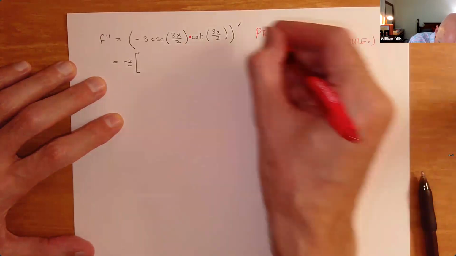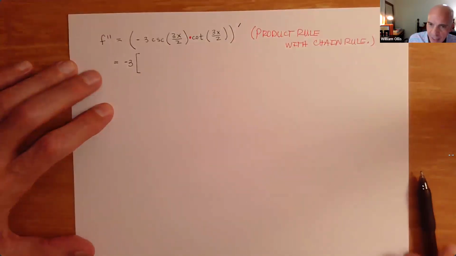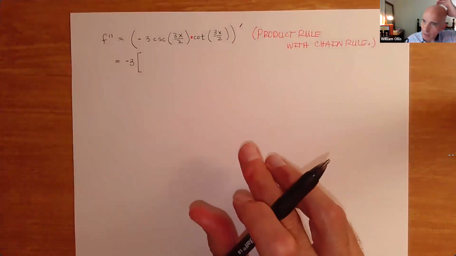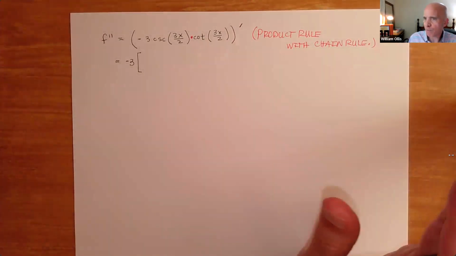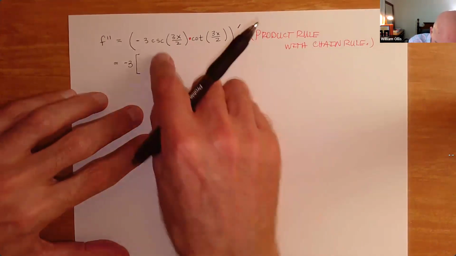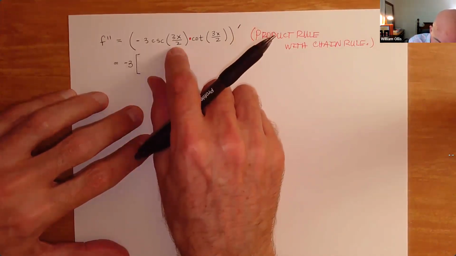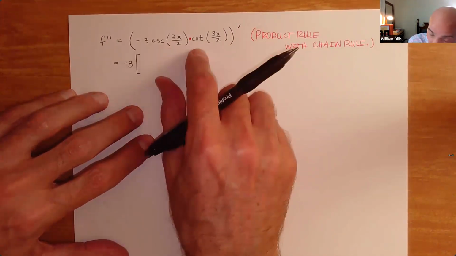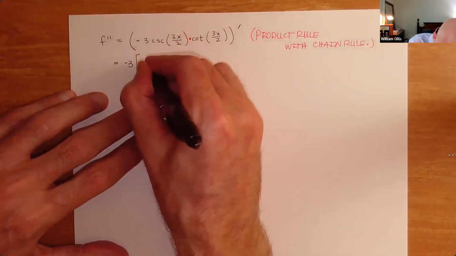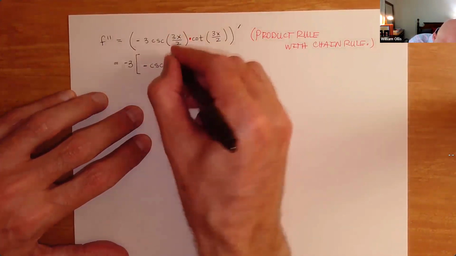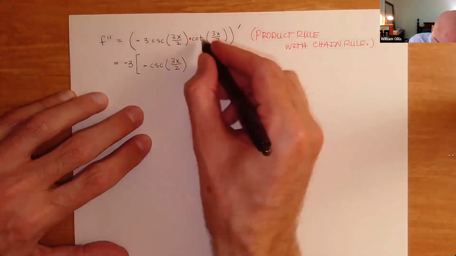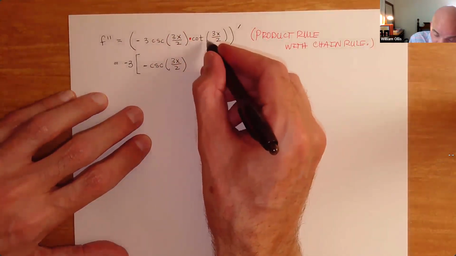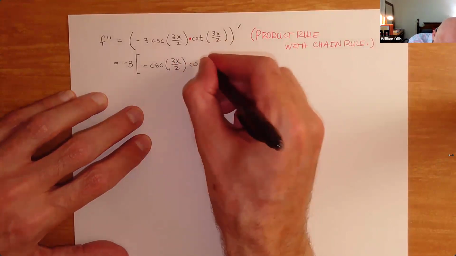The beauty of the calculus is that it verifies everything we've done before. And so that should make us all feel better. So now we take the derivative of the cosecant, which is the negative cosecant cotangent. So we get negative cosecant 3x over 2 cotangent, but then we have an additional multiple of cotangent, so we have cotangent squared.